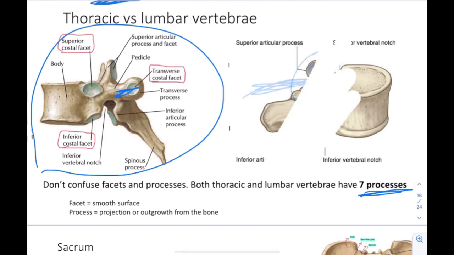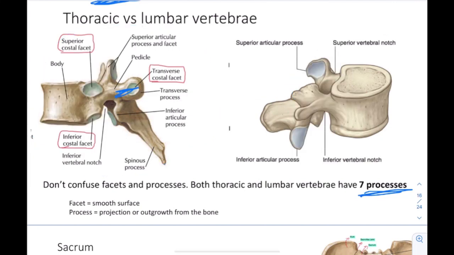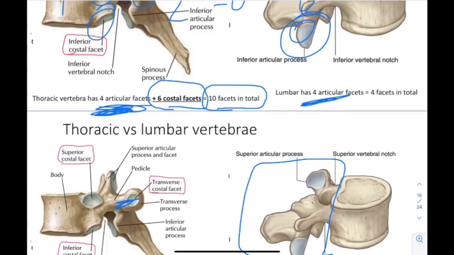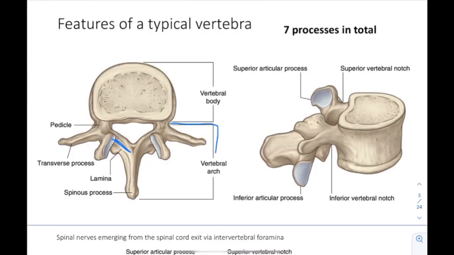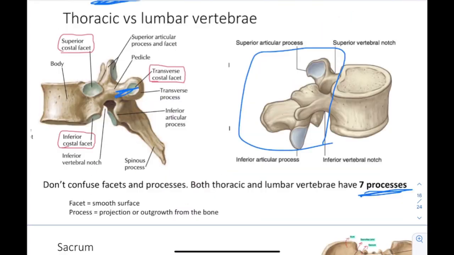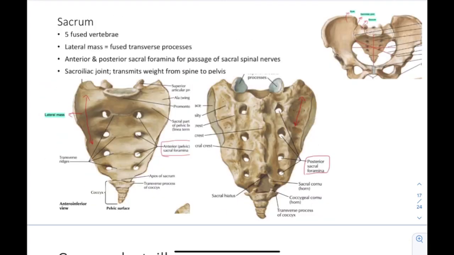And by the way, just to mention it now, this entire thing here, we call this the vertebral arch. Okay, just to show you another view. This here is the vertebral arch. It includes the 7 processes: the transverse process, the spinous process, the superior articular processes, and then the inferior articular processes, which are down. Okay, so now let's talk about the sacrum.